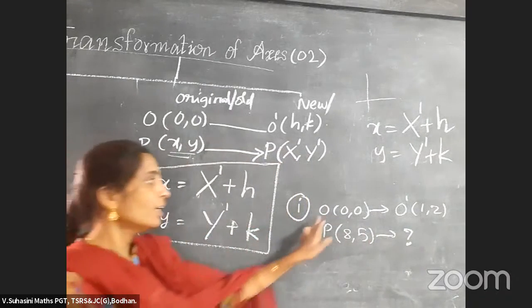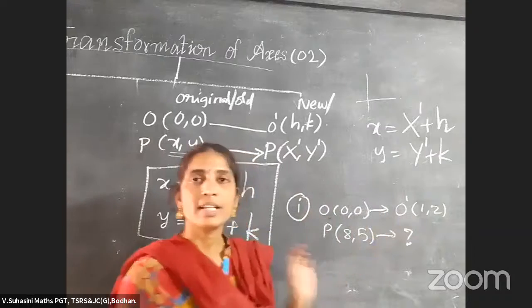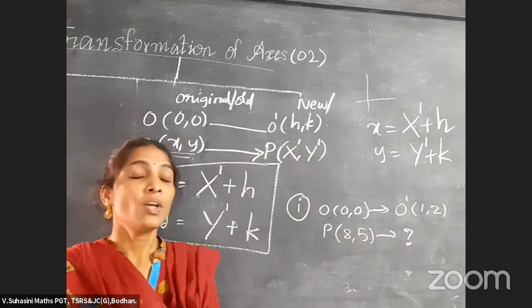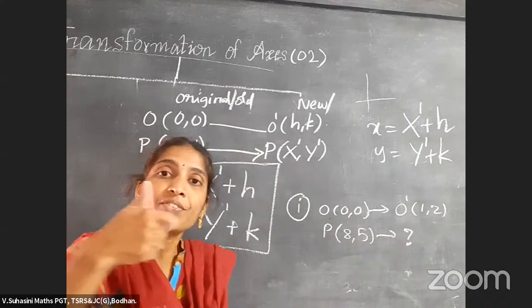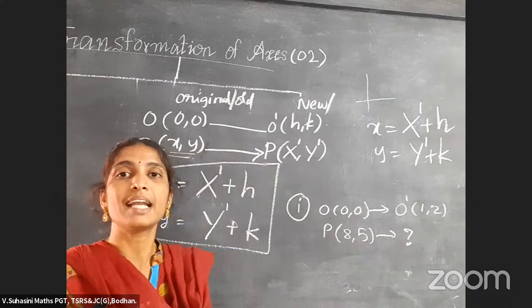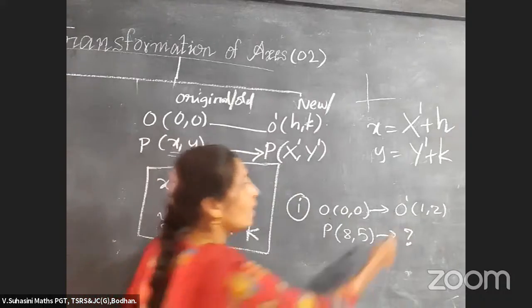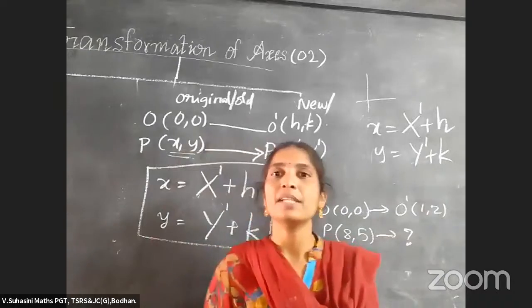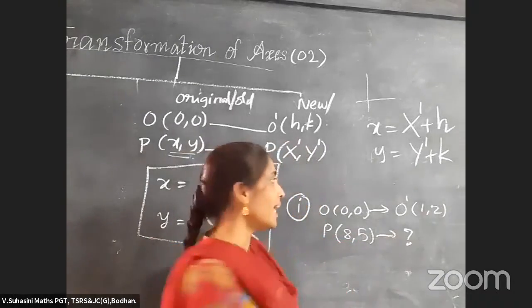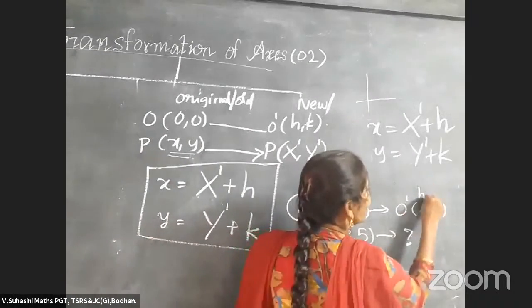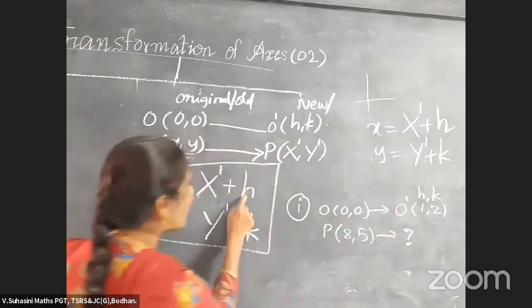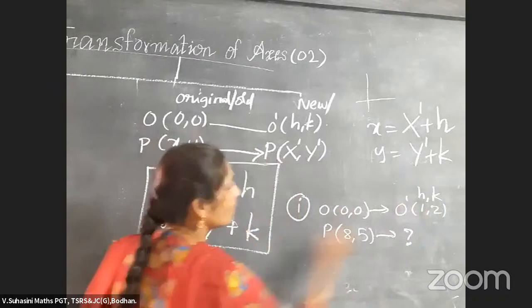What is the question? The origin is shifted. When the origin is shifted, we have to keep in mind that it is the translation of axes. The shifted origin will be represented as h, k. What is the shifted origin here? 1, 2. Though it is not mentioned in the question, you should understand that 1, 2 is h, k. Therefore, in the formula, h will be 1 and k will be 2.